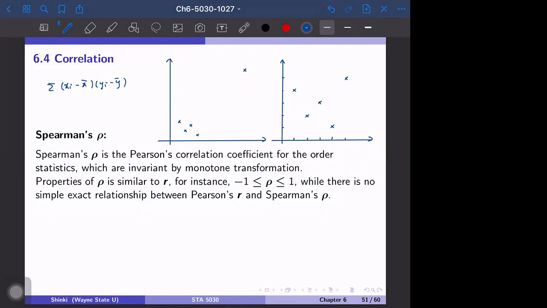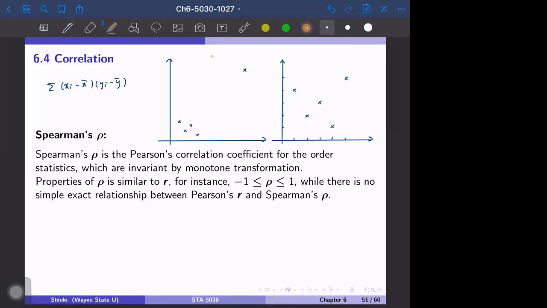two other correlation coefficients. One is Spearman's rho, and the other is Kendall's tau. These two have similar ideas. The problem with the Pearson's correlation coefficient is typically in this situation on the left pane.